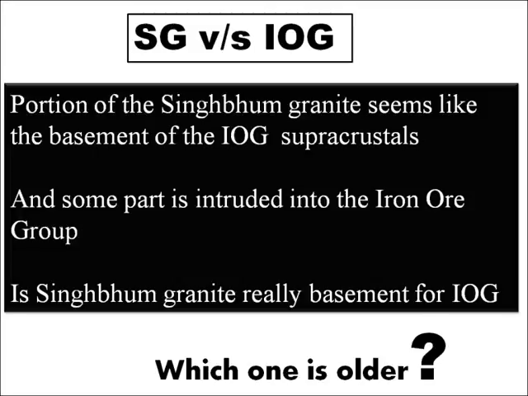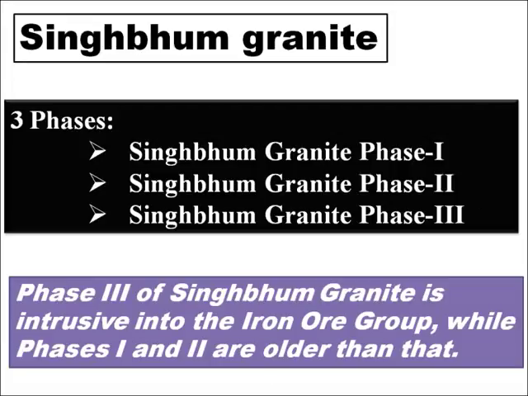But the question is, what are the different phases of the Singhbhum granites? So the Singhbhum granite is considered to have three phases: phase 1, phase 2, and phase 3. One way out of this apparent contradiction is by accepting the view that phase 3 of the Singhbhum granite is intrusive into the iron ore group, while phase 1 and phase 2 are older than that. Let us investigate the phases of Singhbhum granites.